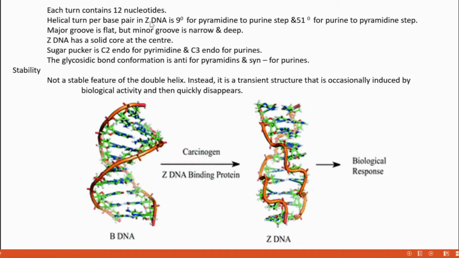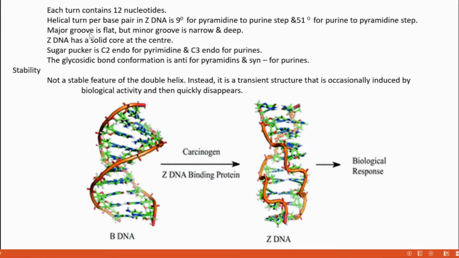The helical turn per base pair, that rotation is 9 degrees for the pyrimidine to purine step. That means a pyrimidine base pairs with a purine. In that step, its rotation is 9 degrees, and 51 degrees if a purine binds with a pyrimidine. So there that twist is of 51 degrees.